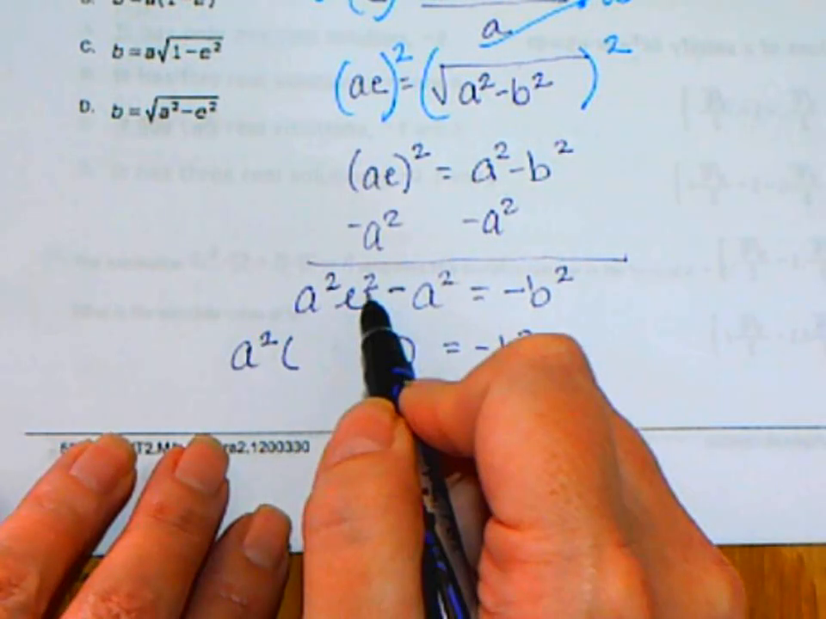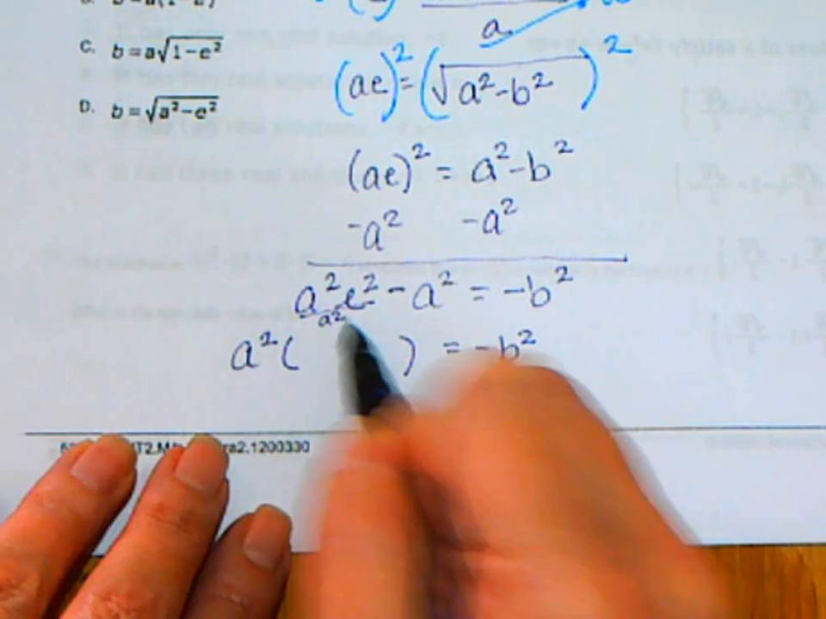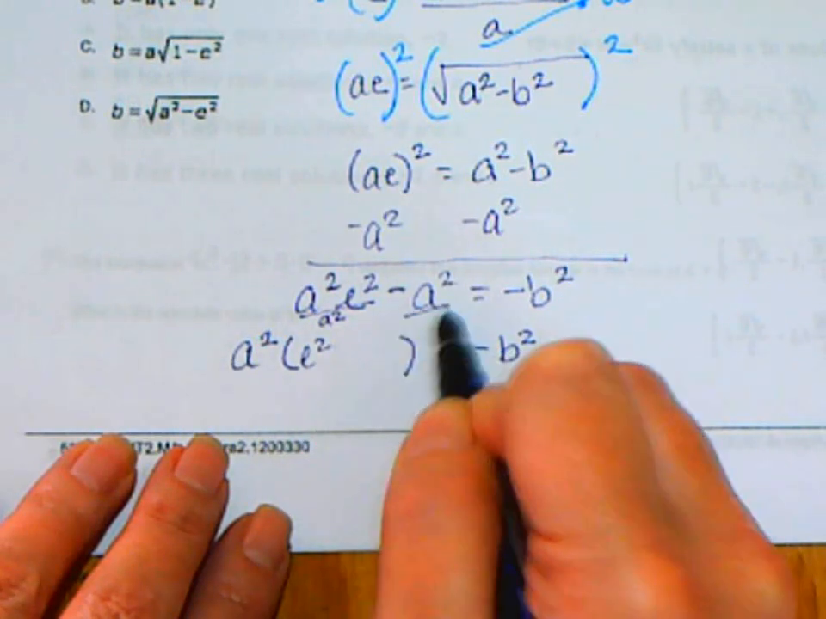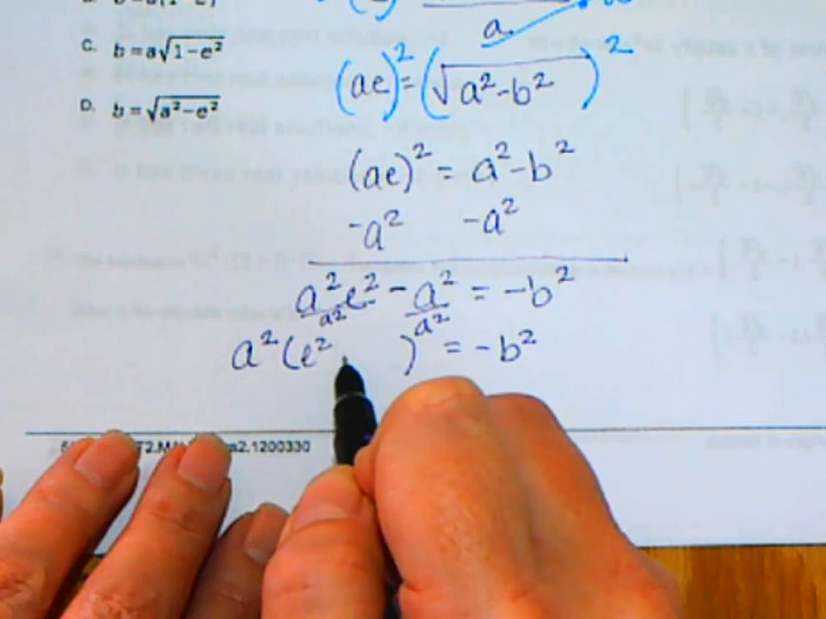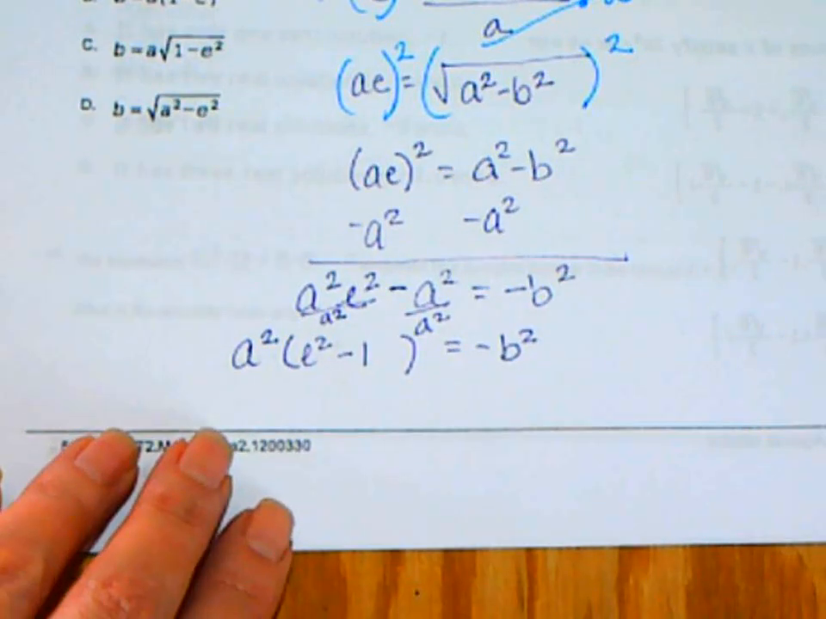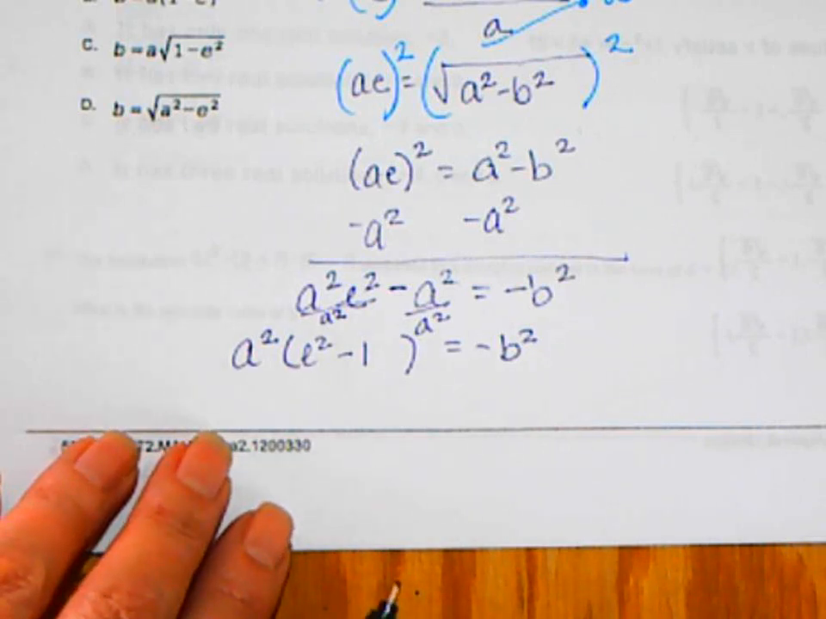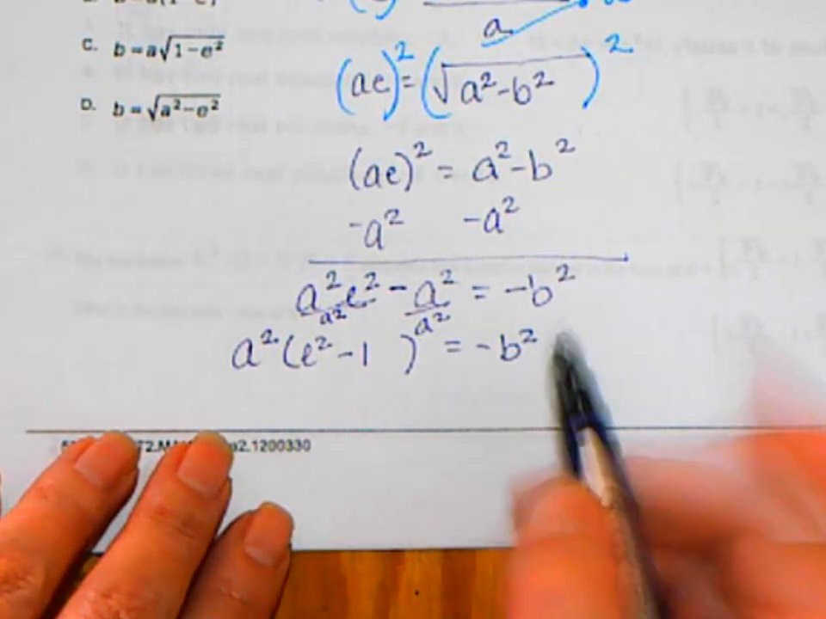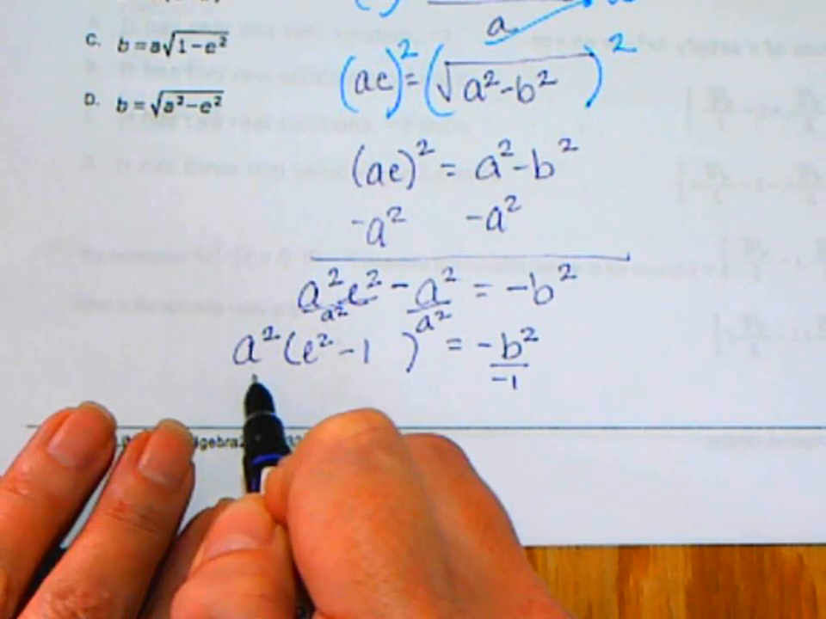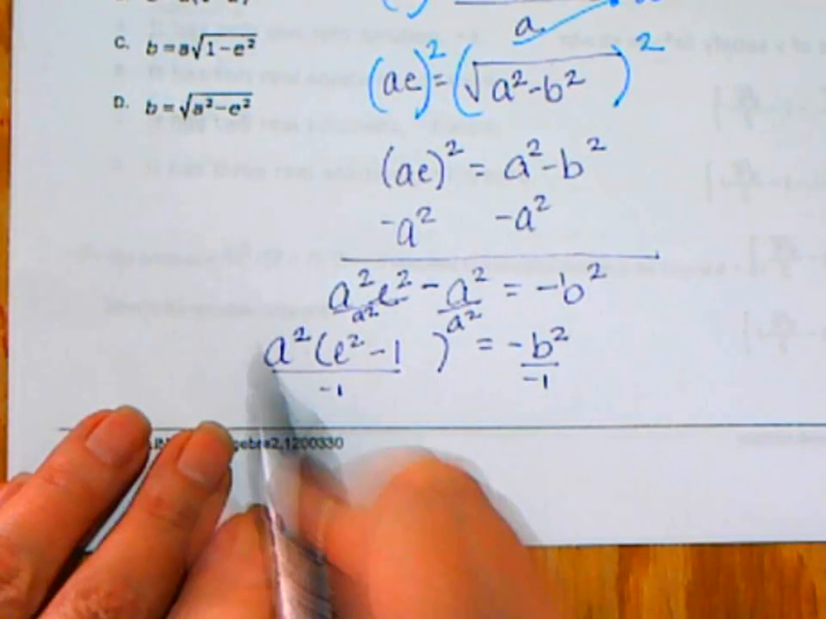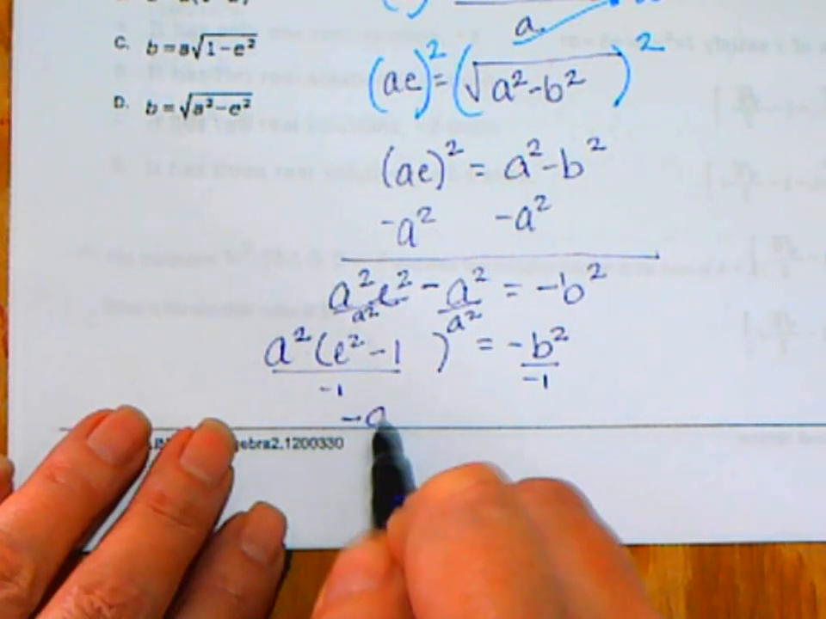what's a squared e squared divided by a squared? E squared. And negative a squared divided by a squared is minus 1, right? Okay. Now, I'm going to divide everything by this negative. I'm still trying to get everything by its little lonesome. So that'll make that negative a squared.